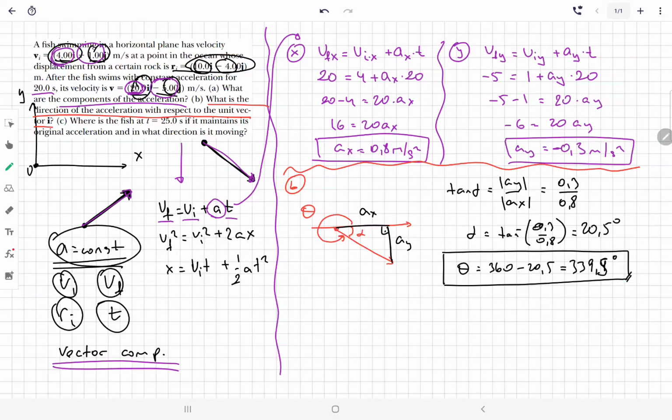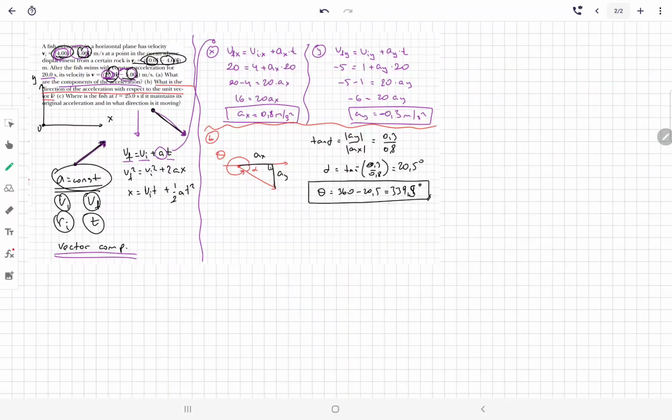So this is the direction of the acceleration basically. Now let's come to the last part, question part C. We need to find the position of the fish after 25 seconds if it keeps moving with the same accelerations. So position.